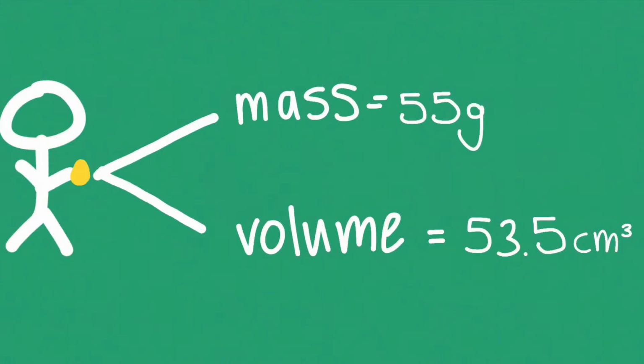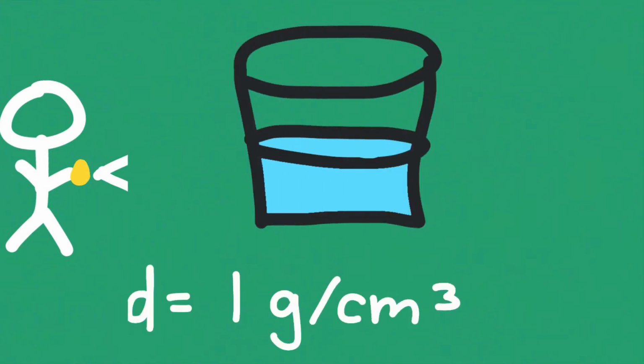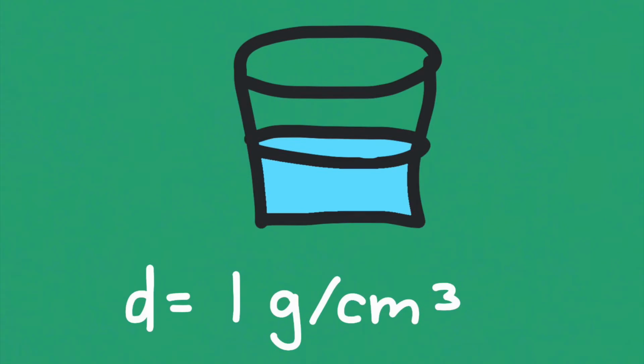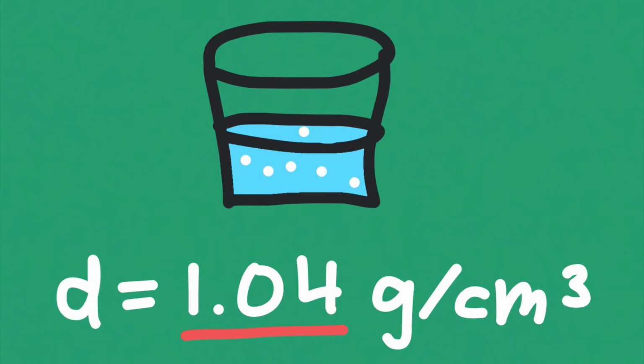Sarah measures the mass of the egg as 55 grams and the volume of the egg as 53.5 centimeters cubed. She knows that the density of pure water is 1 gram per centimeter cubed, so she prepares a super salty water solution for John, which has the density of 1.04 grams per centimeter cubed, and asks John to test his egg in that water. Will John win the challenge?